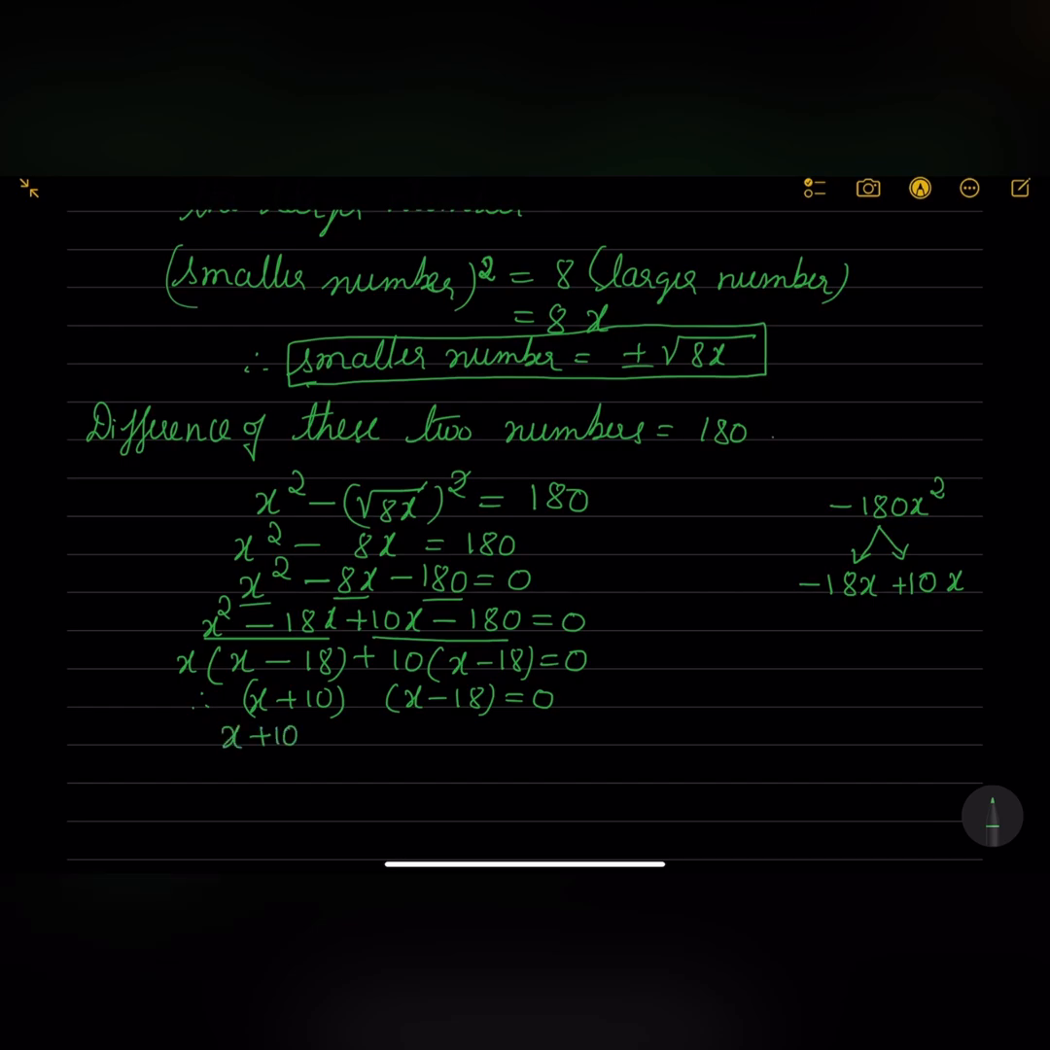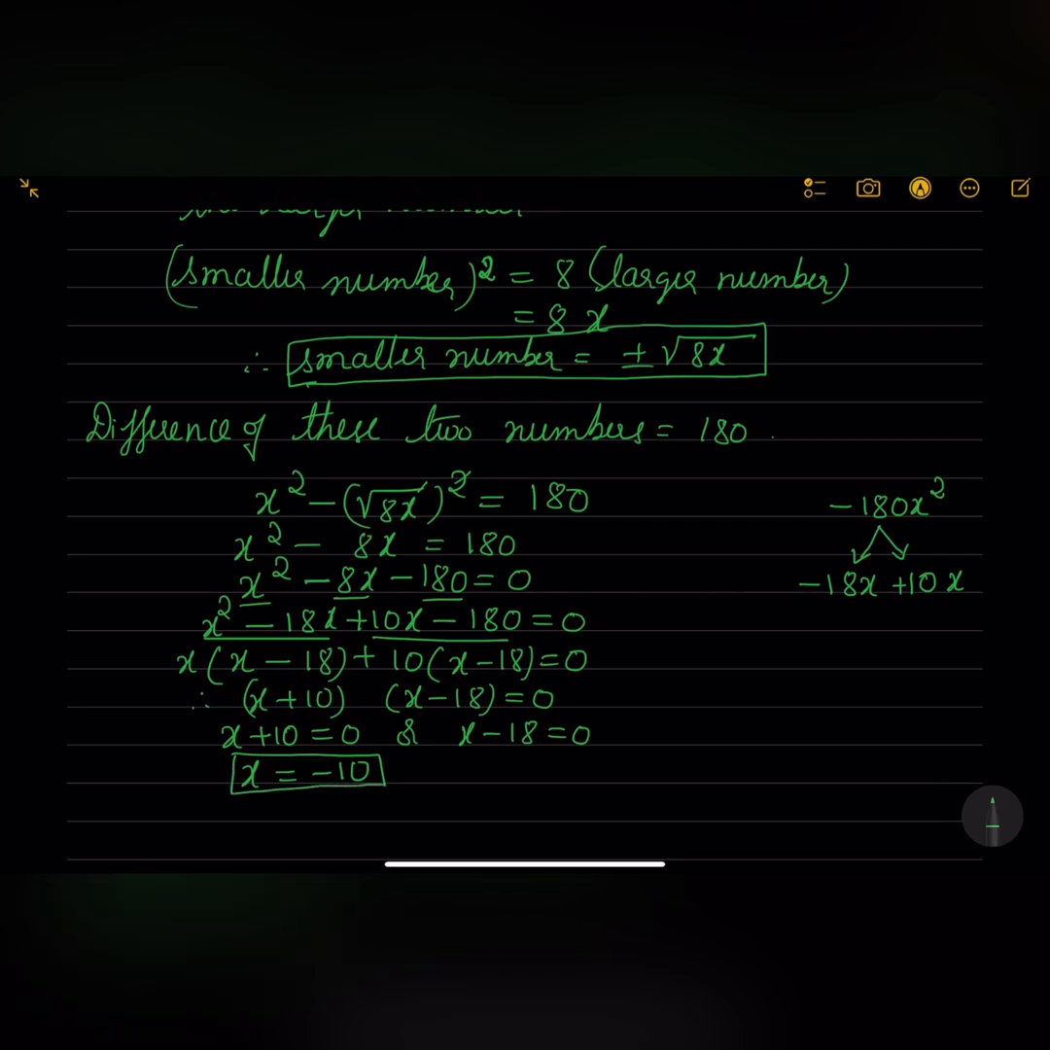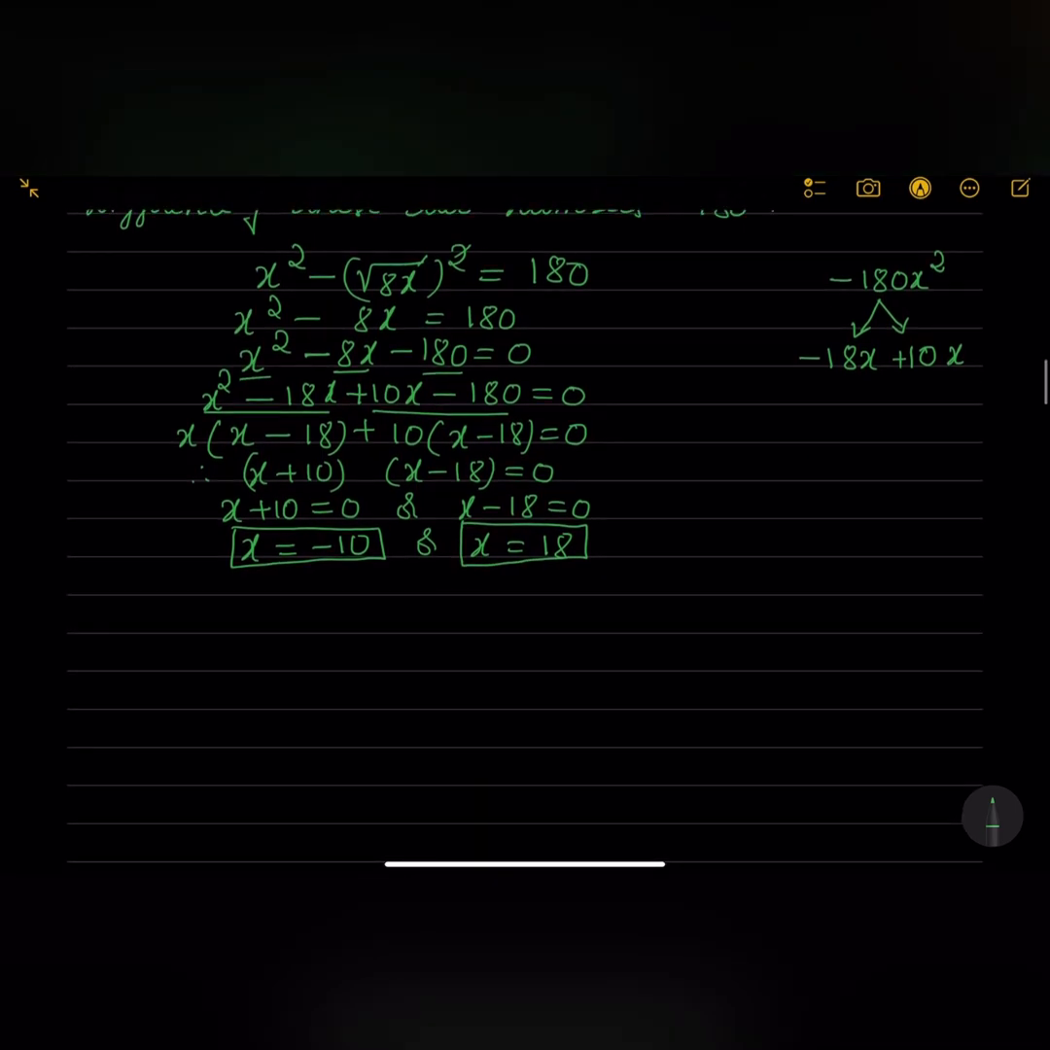X plus 10 equal to 0 or x minus 18 equal to 0. X is equal to minus 10, right? Or x is equal to plus 18. So these are the two values. Now we have to find out, we got the larger number: larger number x is equal to minus 10 or x is equal to 18.